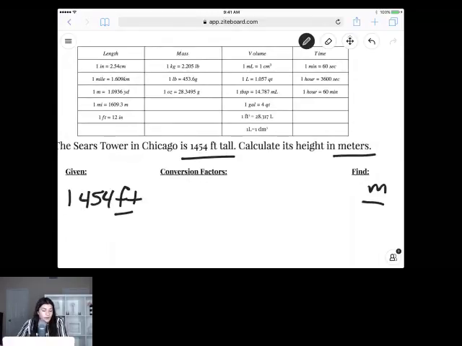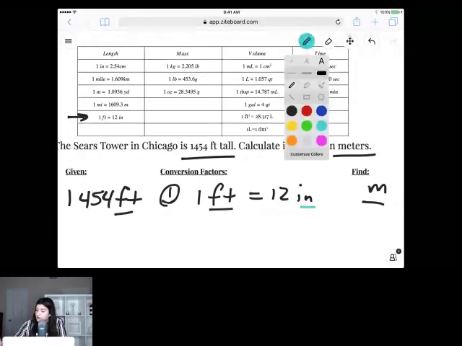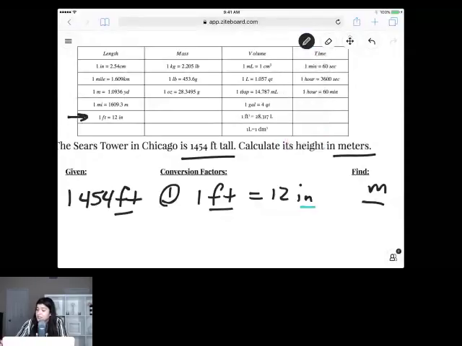Now, we need to first connect our first conversion factor, meaning we need something that is going to equal feet, right? So what I'm going to use is actually 1 foot is equal to 12 inches. And I found this right here. Okay. So now that I have feet, I'm now going to go to inches, right? So I got my feet. Now I'm going to another unit of inches. So now I want something else to equal inches. And what I have equaling inches is this first one. 1 inch is equal to 2.54 centimeters.